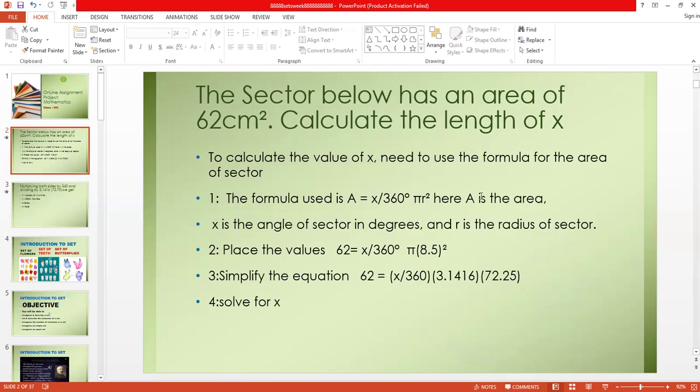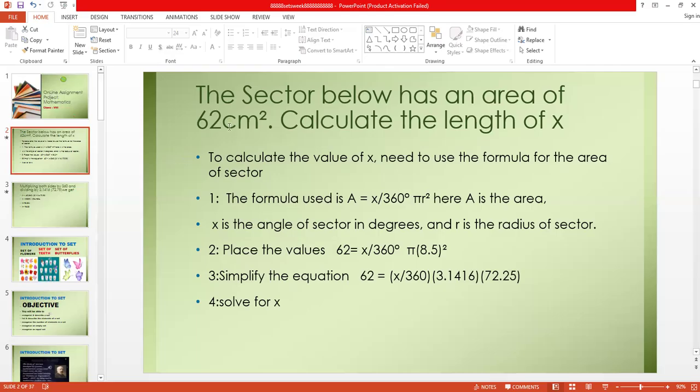Okay, here A is the area, x is the angle of sector in degrees, and r is the radius of sector. Is it clear? That r is the radius of sector, and this x is that angle which we have to measure, and this A is the area. Okay, now we have to put the value.